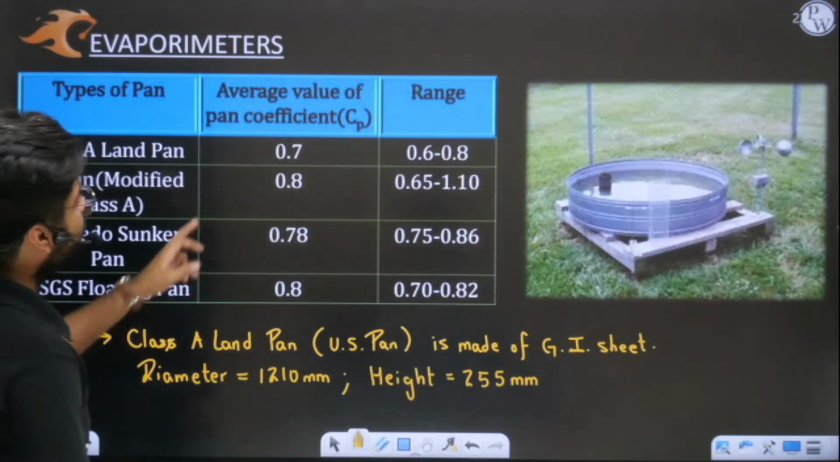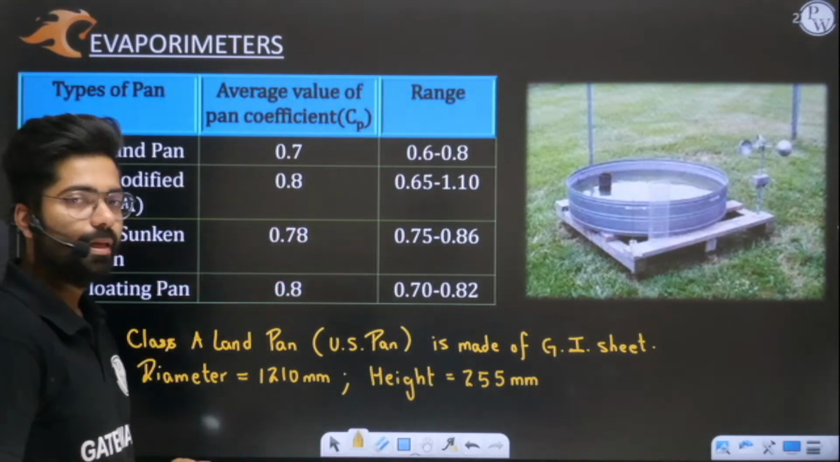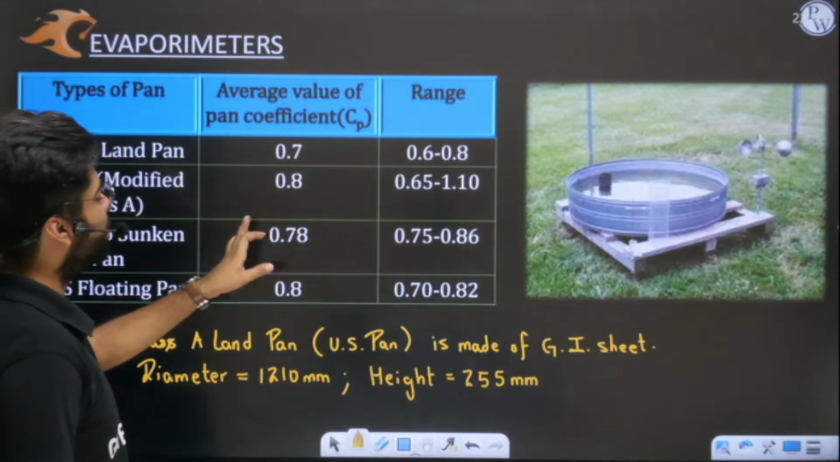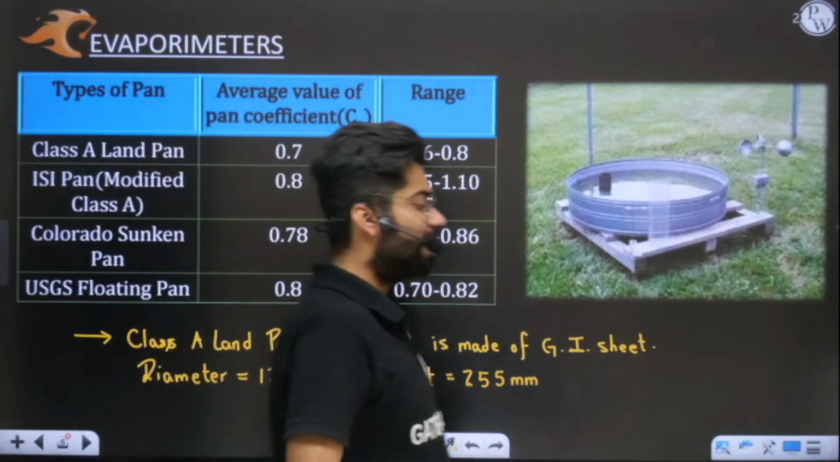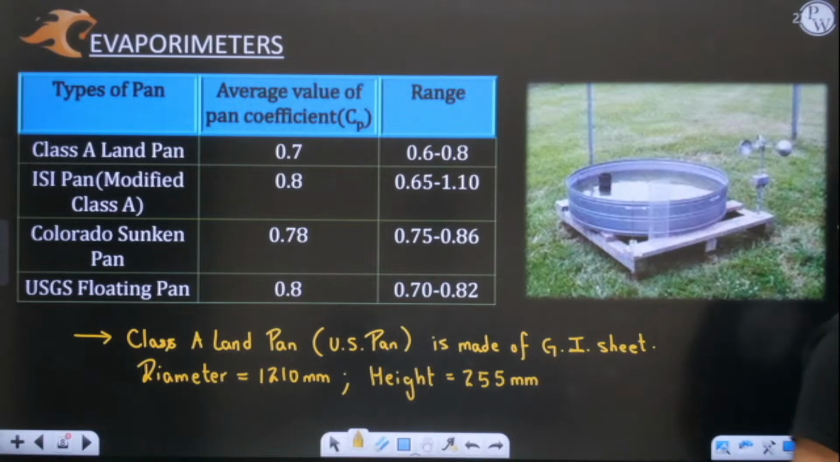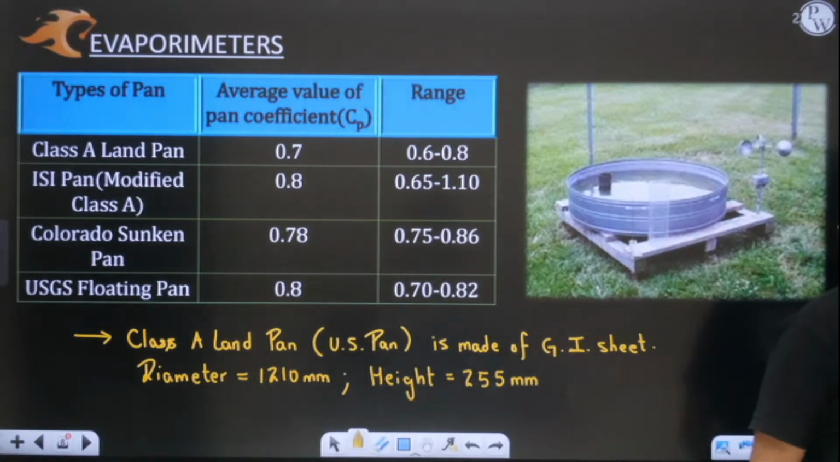One thing is for sure, remember these pan coefficients: this is 0.7, this is 0.8, this is 0.78. But this is not important. Only remember one for the US and one for the Indian. I hope pan coefficients are clear to you. Is this thing clear? Tell me, everyone. Yes, perfect. So it is clear to you.